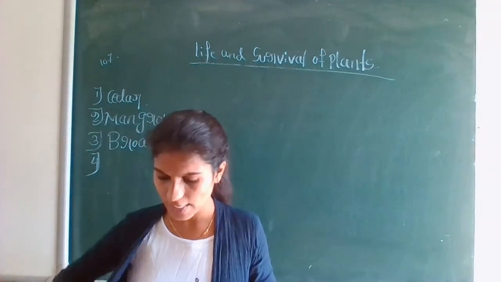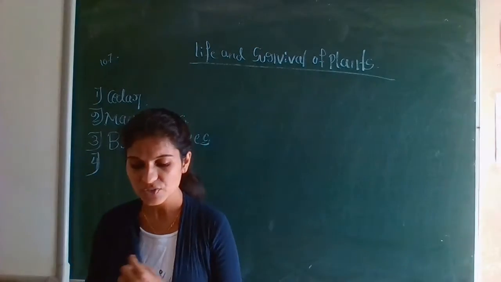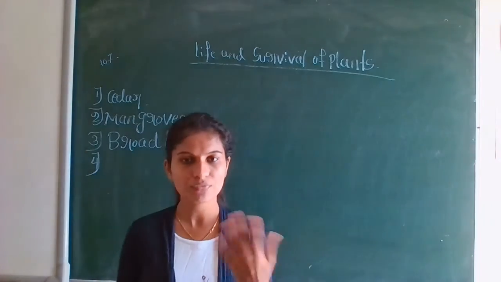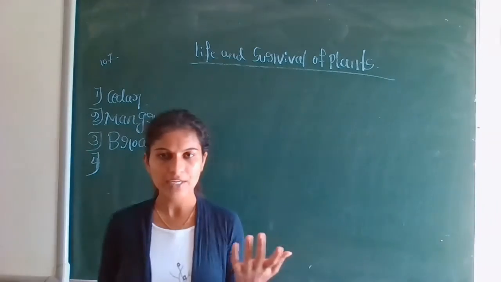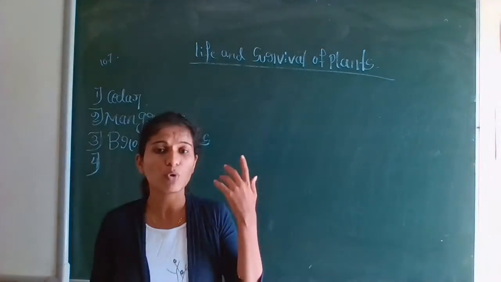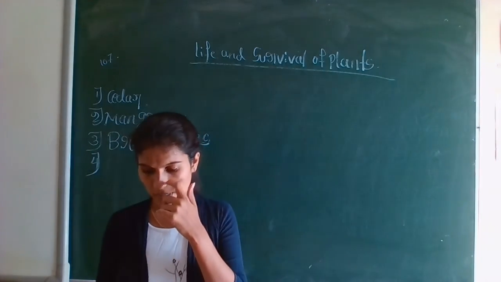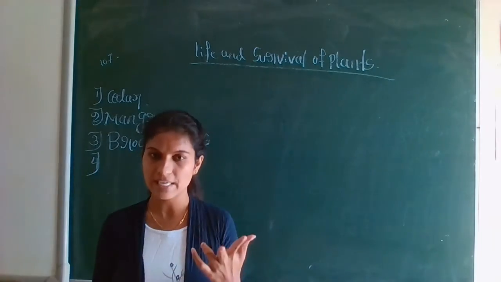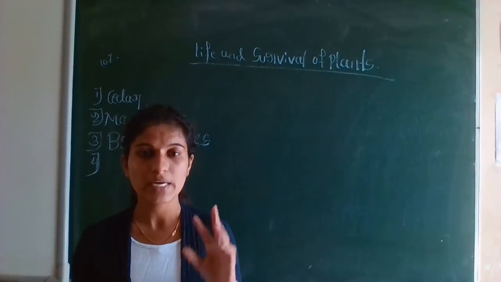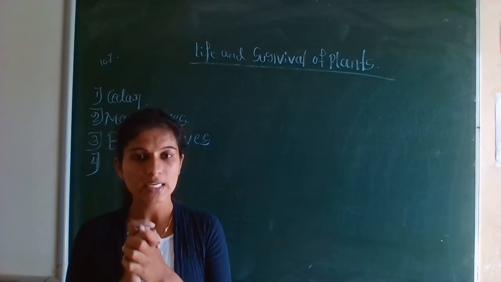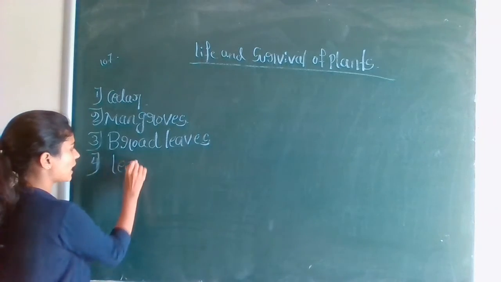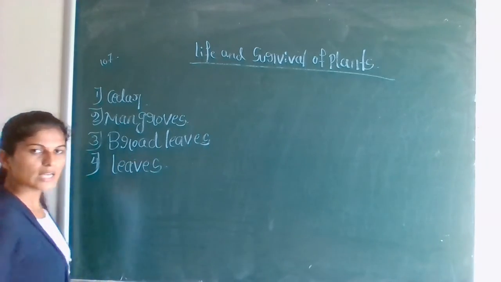Next, fourth one, Venus flytrap traps the insects with the help of dash. Venus flytrap ಅನ್ನೋ ಒಂದು ಪ್ಲಾಂಟ್ ಇನ್ಸೆಕ್ಟ್ಸ್ ಅನ್ನ ಹೆಂಗ್ ಟ್ರ್ಯಾಪ್ ಮಾಡುತ್ತಾ? With the help of what? A. Stomata, B. Roots, C. Leaves. Yes, C. Leaves. ಲೀವ್ಸ್ ಅಲ್ಲೇ ಟ್ರ್ಯಾಪ್ ಮಾಡುತ್ತಾ. So the answer is leaves.